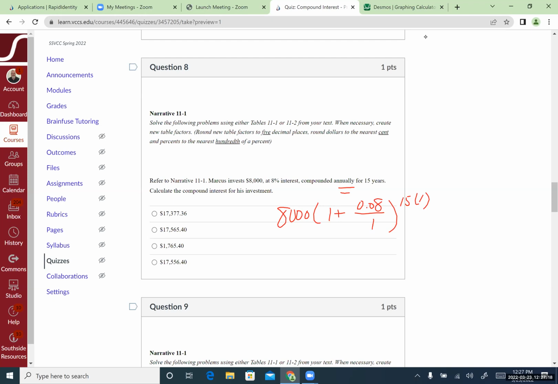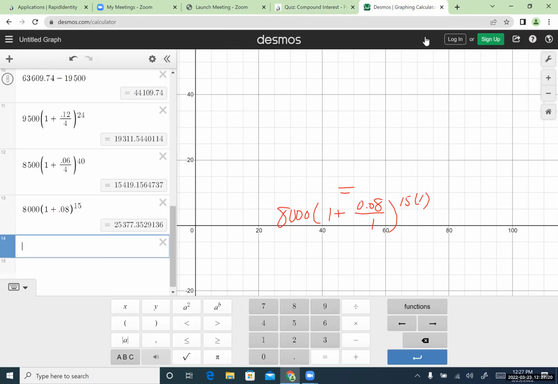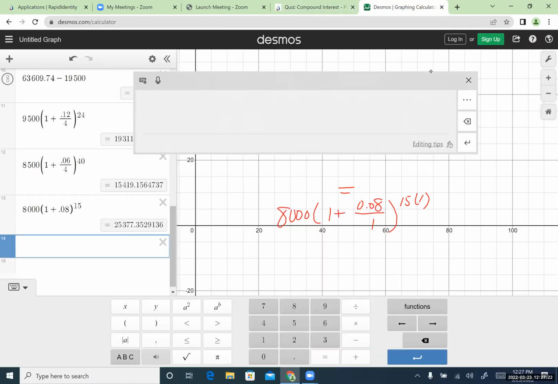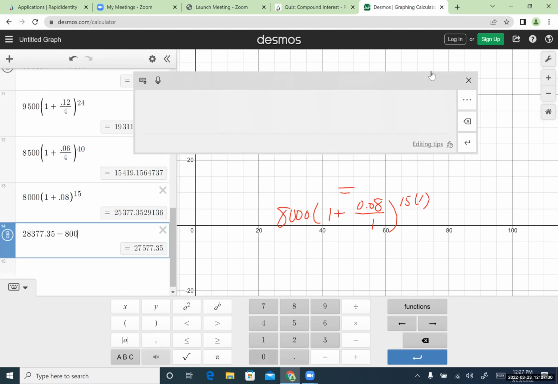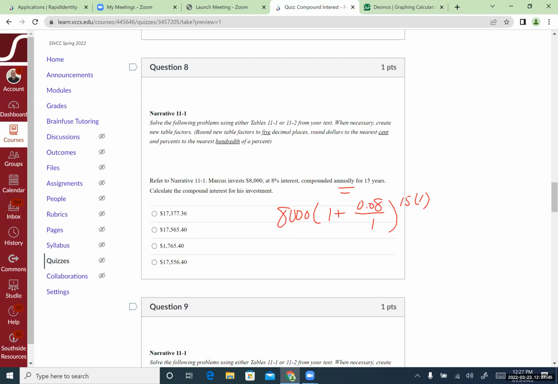Oh, they want the interest. I guess I should pay attention to what I'm doing here. But that's all right. That's just one more step. We take our 25,377.35 and we subtract our initial investment out to find what the interest was. That's 25,000, right here, minus 8,000. 17,377. Right there.